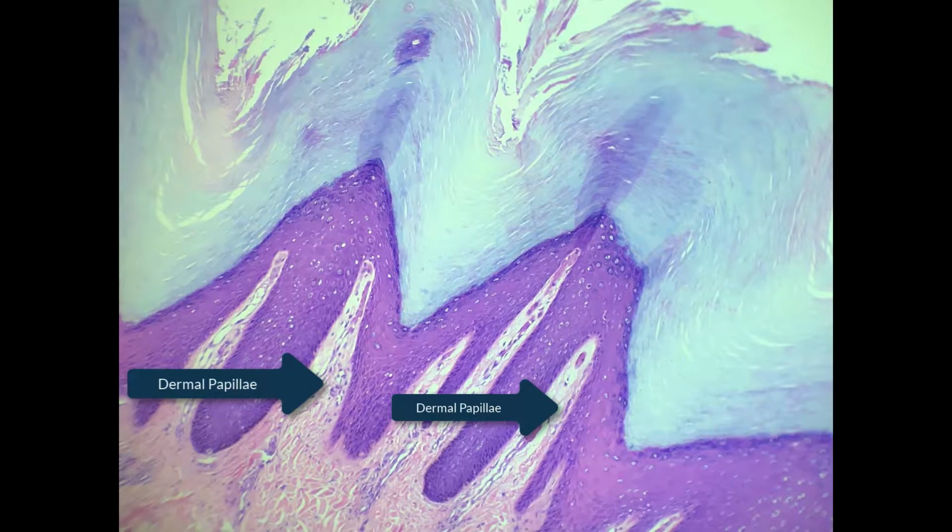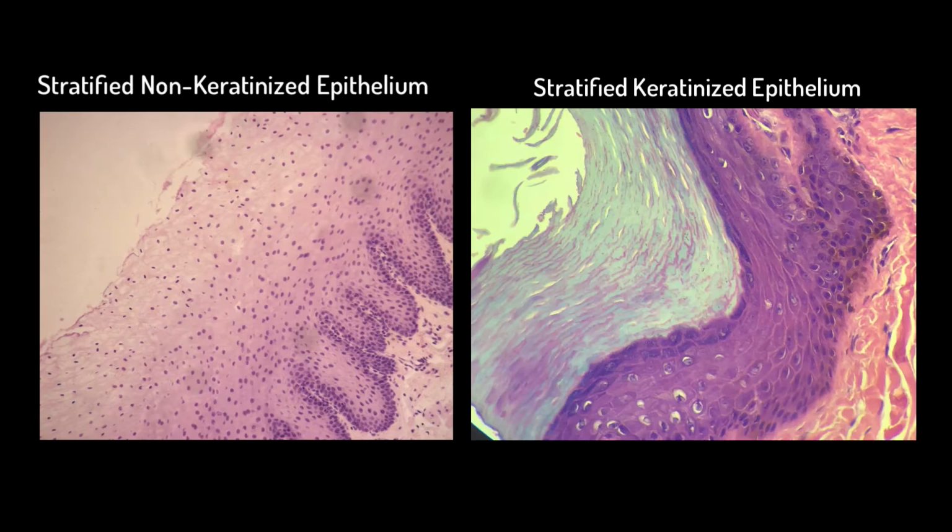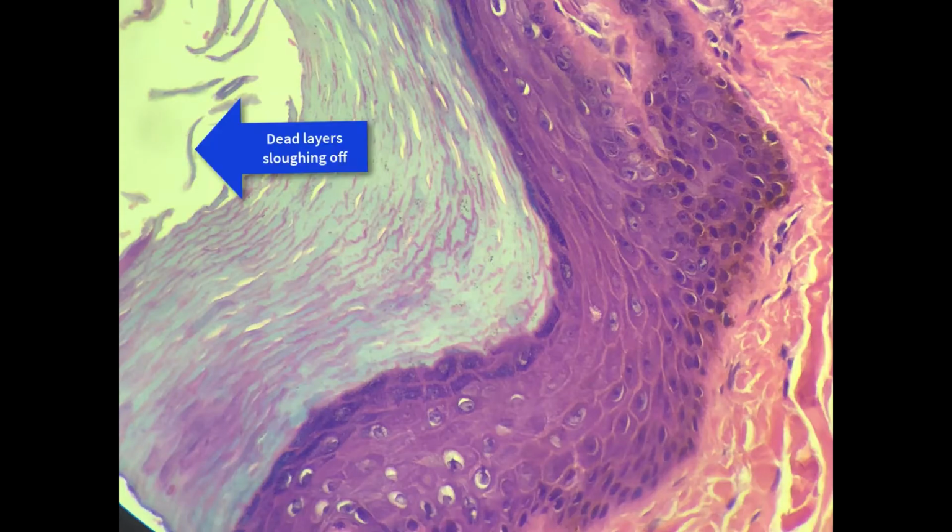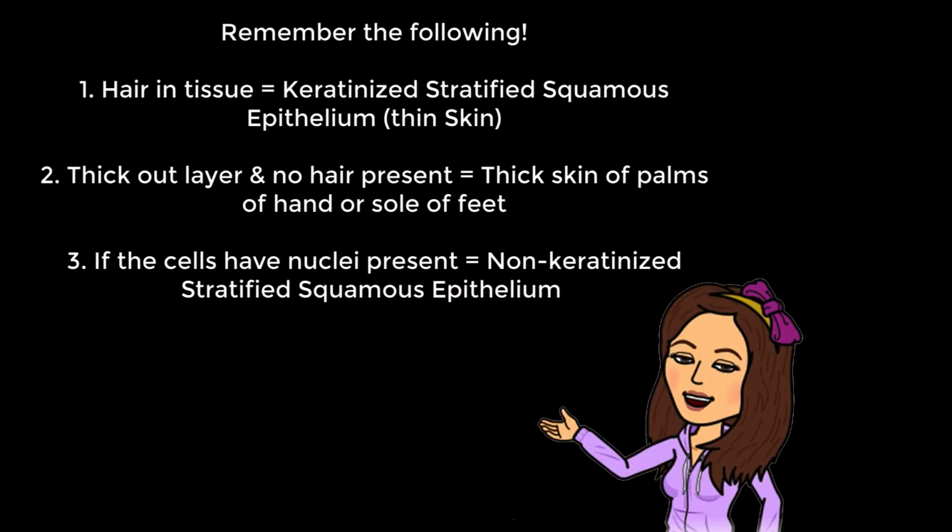In the lab, to differentiate between the two types of stratified squamous epithelium, first assess the shape of the cells at the apical surface and whether there are any nuclei. You can also sometimes see dead layers that have already separated from the tissue. If you see hair in the tissue, you are definitely looking at keratinized stratified squamous epithelium. If the dead layer is really thick and does not have hair, it is thick skin of the palms or soles of the feet. If the cells are flattened and have some nuclei present, it is non-keratinized stratified squamous epithelium.